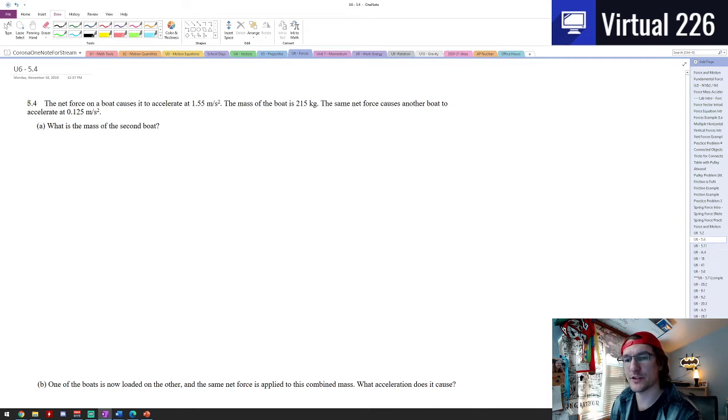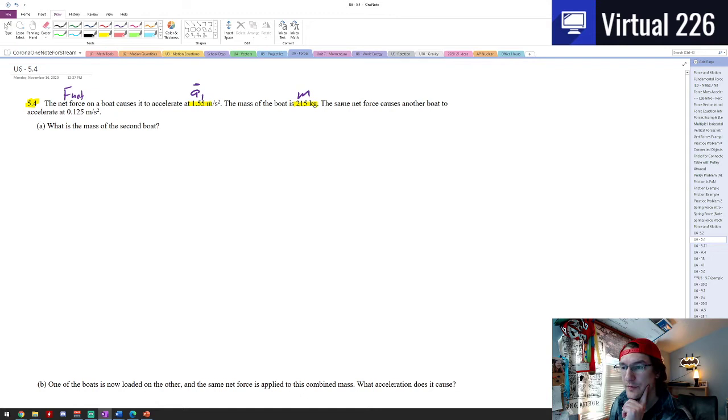Okay, so this is Unit 6, problem 5.4, more forces, F equals ma. What we have in this problem is the net force acting on a boat causes it to accelerate at 1.55 meters per second squared. So that's an acceleration. The mass of the boat is 215 kilograms. So there's our mass. And we're looking for a net force here, right? The same net force causes another boat to accelerate at 0.125 meters per second squared. What's the mass of the second boat?